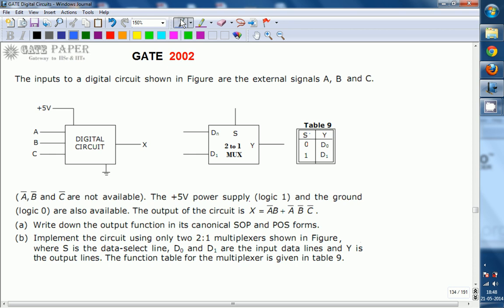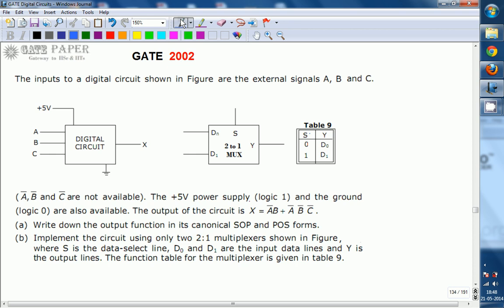That is, the complement of the inputs are not readily available, and a plus 5 volts power supply, which is treated as logic 1, and the ground, which is logic 0, are readily available. And the output expression is given: x is equal to a bar b plus a bar b bar c bar. Now the first task is to write down the output function in its canonical SOP and POS forms.